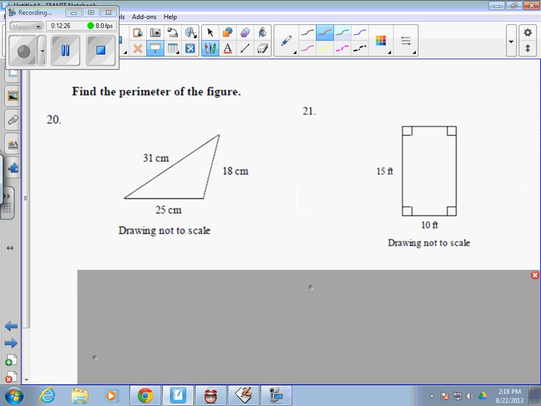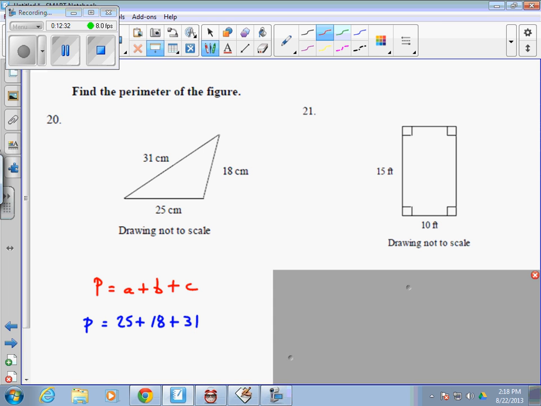20 and 21, we're finding perimeters. Of a triangle, perimeter is equal to A plus B plus C. Again, with addition, it doesn't matter the order that you put things in when you're adding them, but you add A plus B plus C. We'll call 25 A, 18 B, and 31 C. 25 plus 18 is going to be 43, and 43 plus 31 is going to be 74. So our perimeter for our triangle, and it says they're all in centimeters, is 74 centimeters.